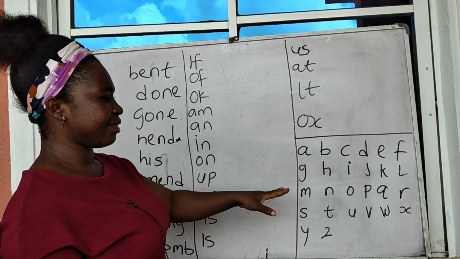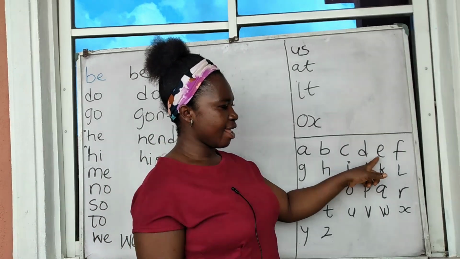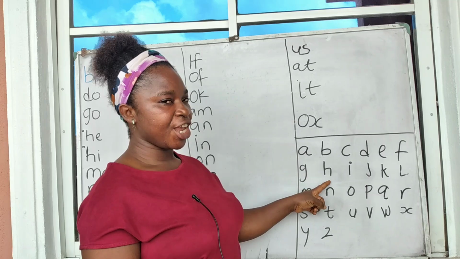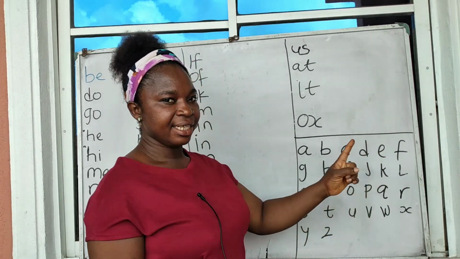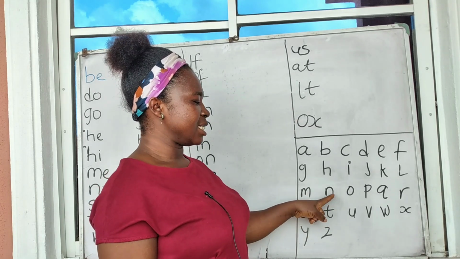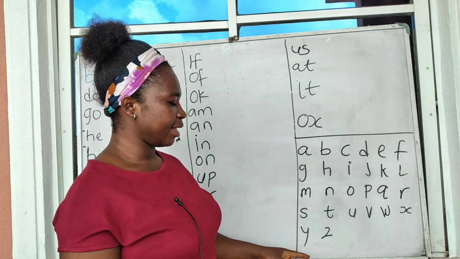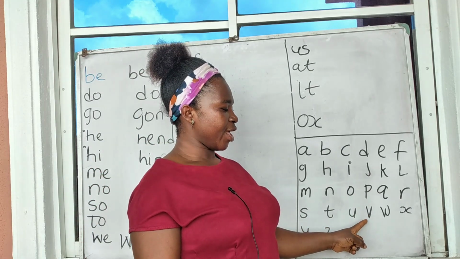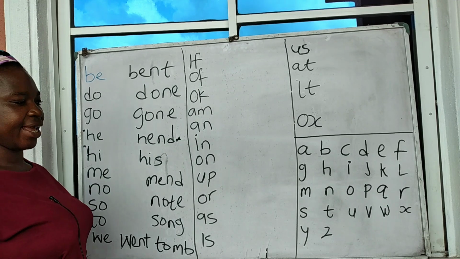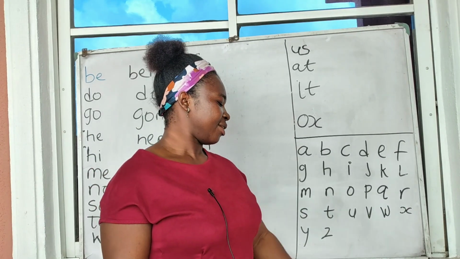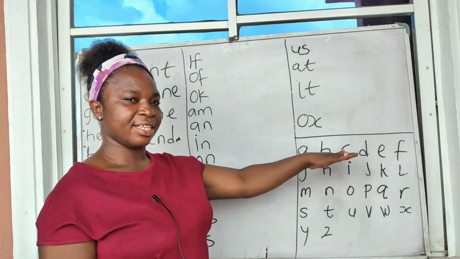Remember how we recite this? We recite this as A, B, C, D, E, F, G, H, I, J, K, L, M, N, O, P, Q, R, S, T, U, V. How do we pronounce this? Okay, so we have we, x, y, z. That is the second way we pronounce these 26 letters of the English language.